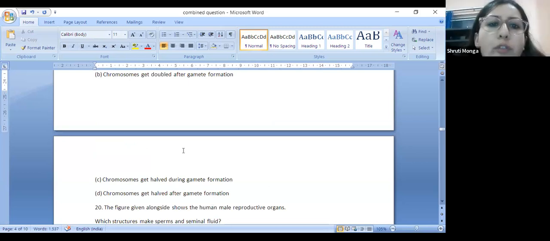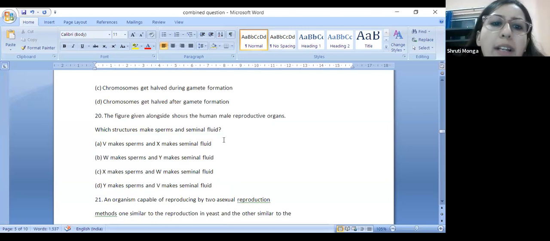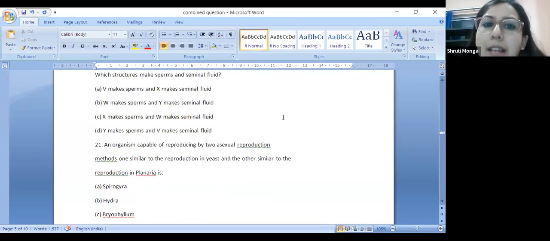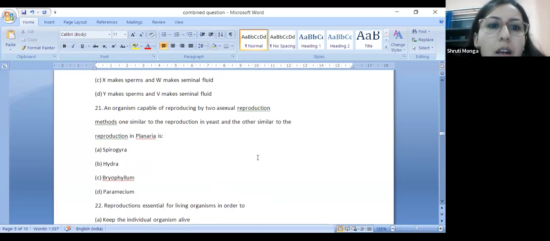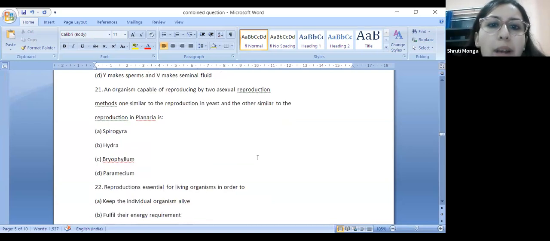For question number 20, the diagram is missing. So, we can go on. I'll add the diagram when I send you the document. Then you can go through the question. Come to question number 21. An organism capable of reproducing by two asexual reproduction methods, one similar to the reproduction in yeast, another similar to the reproduction in planaria.